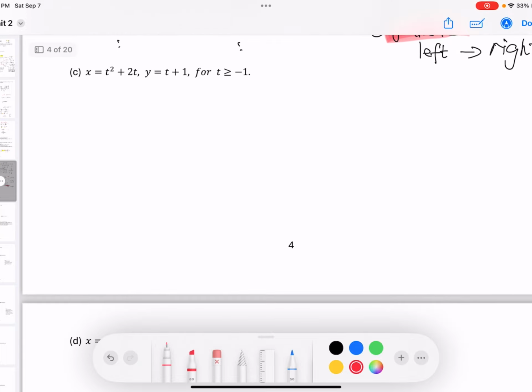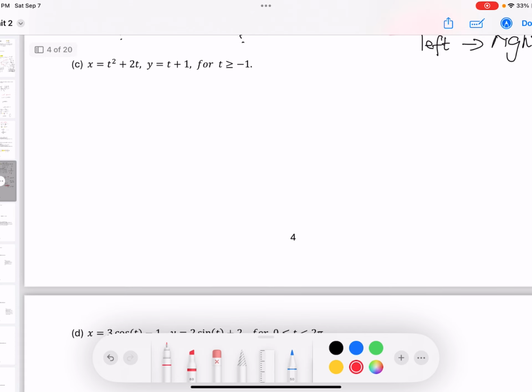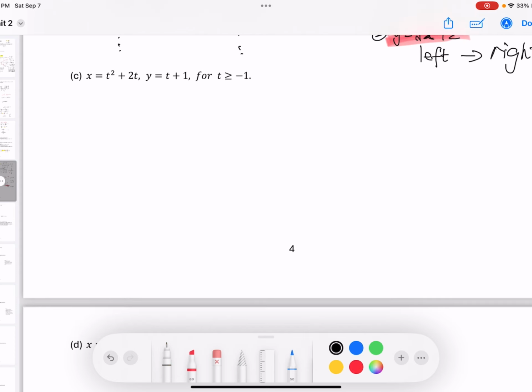Okay, let's see part C. Where should I start? I always want to start my elimination from the easy equation. I think the second one is the easy equation. So this is my first equation, second equation. Let's start from the second because it looks easier. So y is equal to t plus 1. We isolate t is equal to y minus 1. Bring it to the first equation: x is equal to (y minus 1) squared plus 2 times (y minus 1).